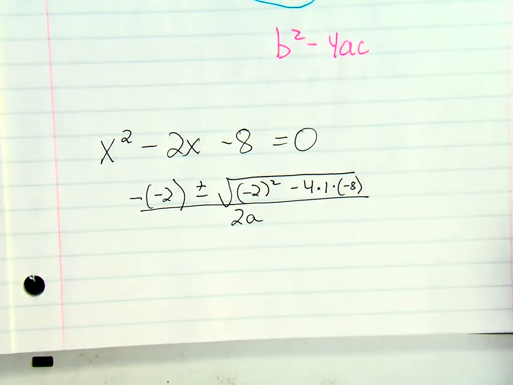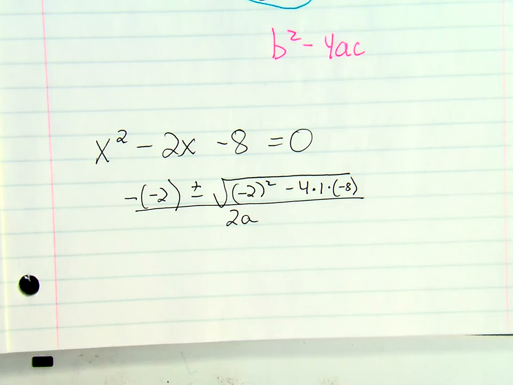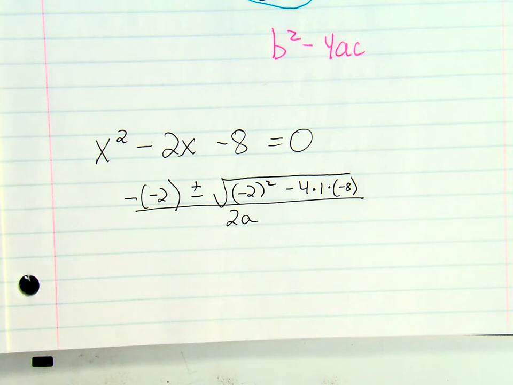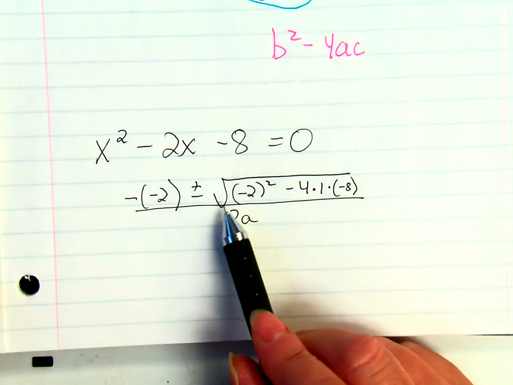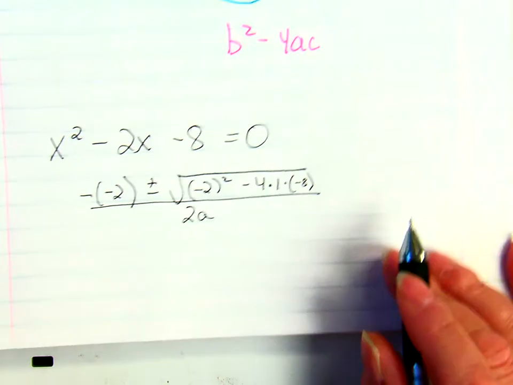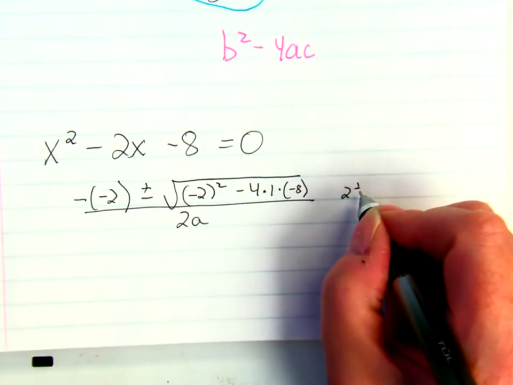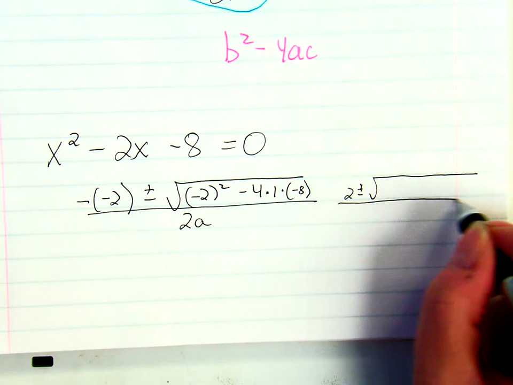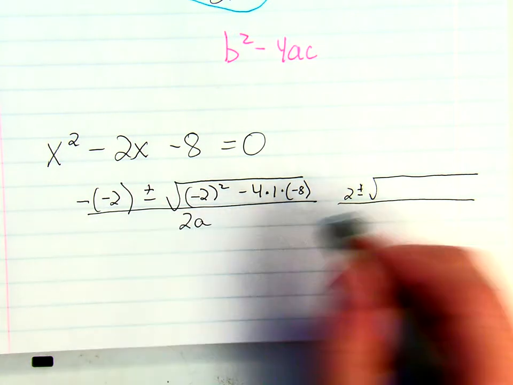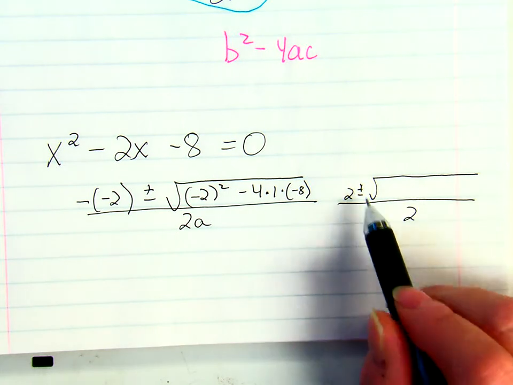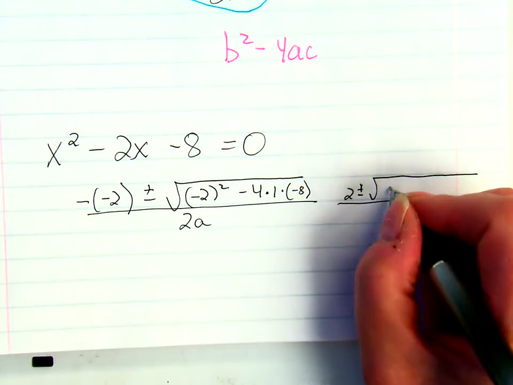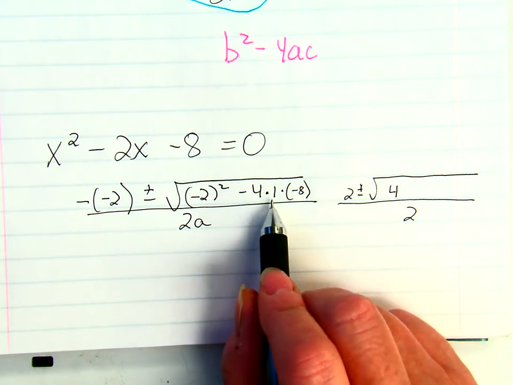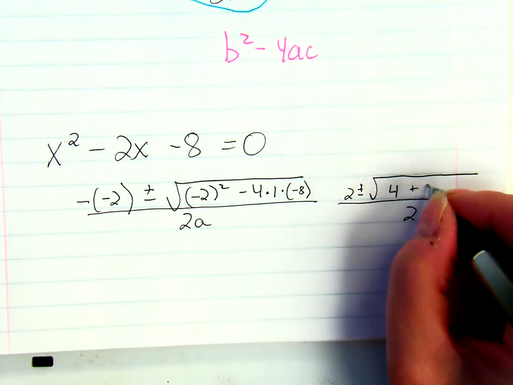Now, a couple of things to look at with this. Once we calculate this discriminant, we know exactly how to proceed. So we'll rewrite the whole thing properly. So this is 2 plus or minus the square root of, and this is 2a, which is 2 times 1, so we've got a denominator of 2. So 2 plus or minus, now this is going to be 4. We've got negative 4 times 1, which is negative 4, times negative 8, which is a positive 32.